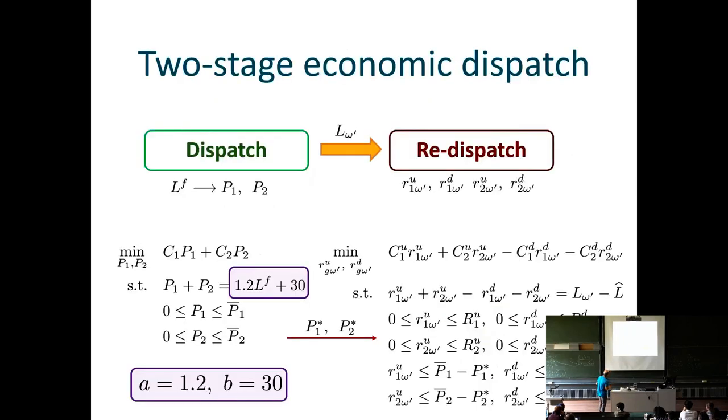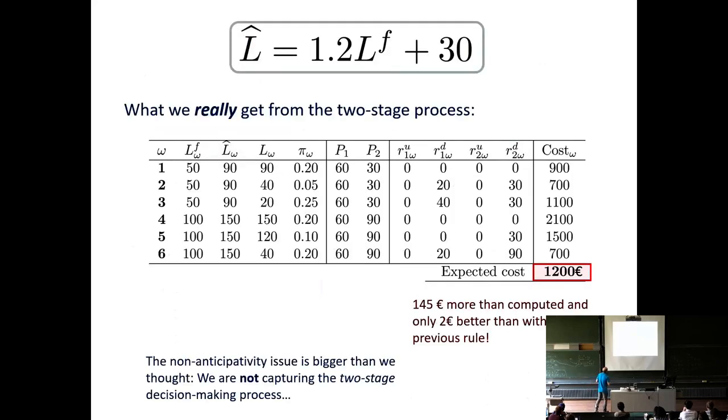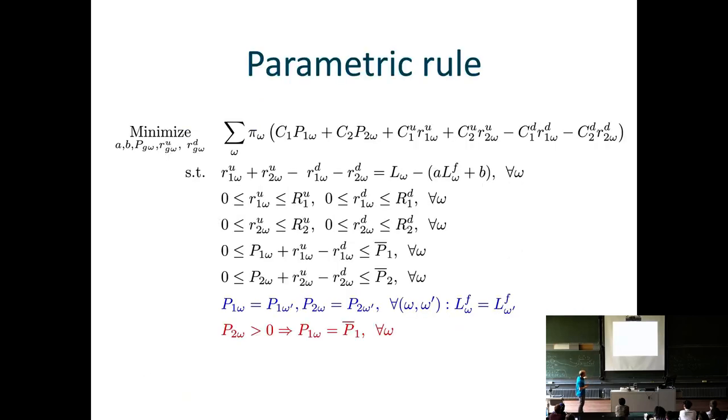Okay. So the non-anticipativity issue is bigger than we thought. We are not solving it totally, we are just partially solving it. Why? Because we are not respecting the status quo. How do we respect the status quo? We have it here.